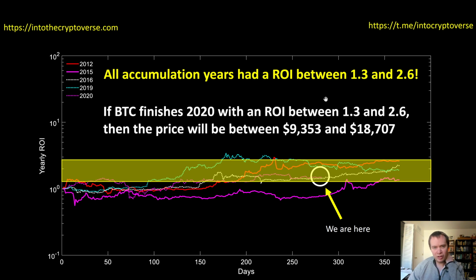I think there's a better chance that we finish it closer to around maybe 10,000 to 12,000, maybe 13,000 or so, somewhere in that ballpark. I don't really anticipate the price of Bitcoin getting close to 20,000 by the end of this year. Okay, I don't anticipate it getting close to 20,000 by the end of this year.